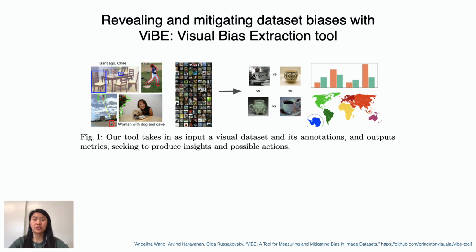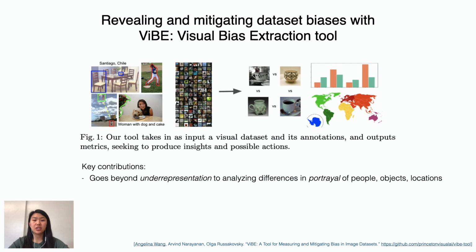Hi, I'm going to talk about this tool that we built. It takes in as input a visual data set and its annotations and outputs metrics, seeking to produce insights and possible actions. We aim to go beyond simply documenting underrepresentations, but looking more deeply into how the portrayals and representations of the image differ along various axes. This means that beyond just counting the number of occurrences of various objects and people with objects, we perform a number of other automated analyses that take advantage of the rich visual images in the dataset. Due to the automated nature of our tool, we are able to surface discovered patterns on large-scale datasets at a level at which human inspection would be impractical.